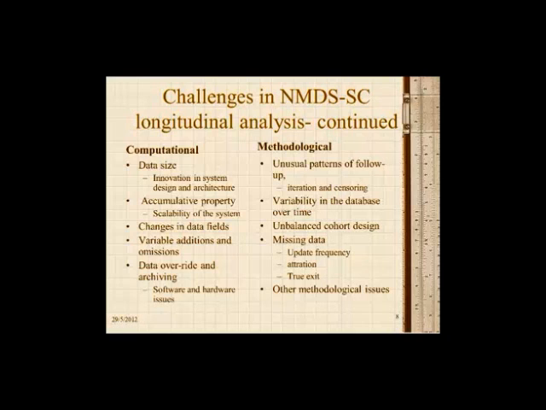And there is a cumulative property, so we're not losing providers, we're gaining more providers, and some people go out and some people come in. So again, that makes things difficult. And I went through the changing in data fields, all of that more computational. But there is also the methodological, which has to do with the usual longitudinal data analysis methods. We've got these unusual patterns of follow-up, number of iterations and attritions and censoring, and then variability.